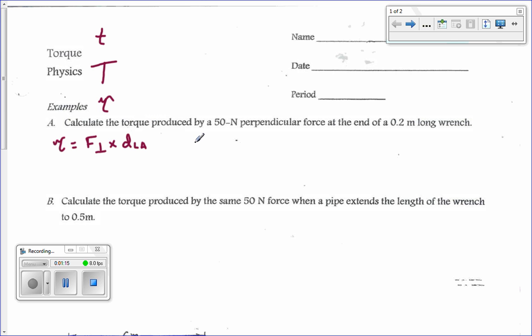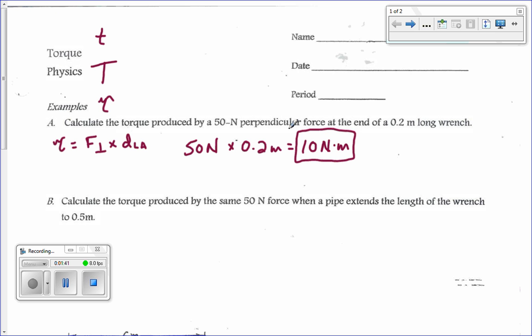So perpendicular force is 50 newtons times the distance of the lever arm, that's 0.2 meters. 50 times 0.2 is 10. And then the SI unit for torque is the newton meter. Yeah, the newton times meter.